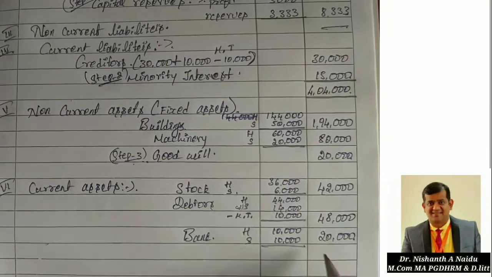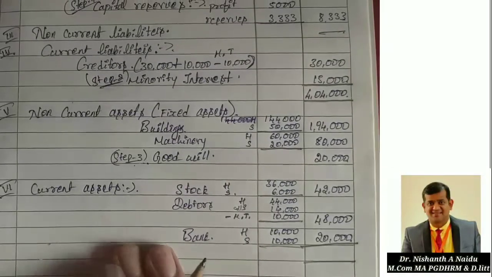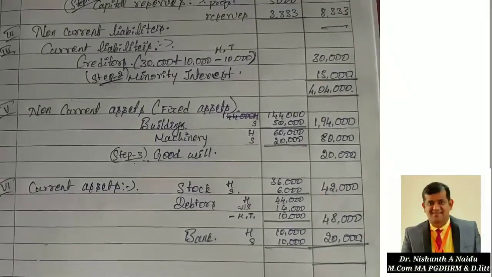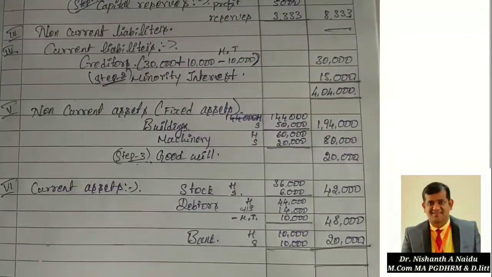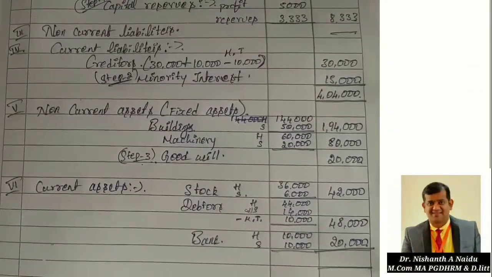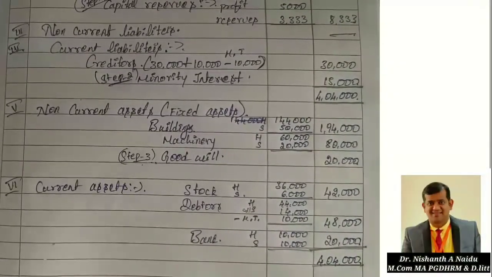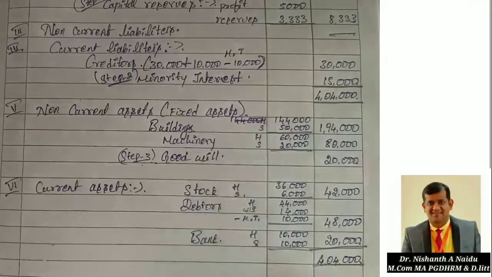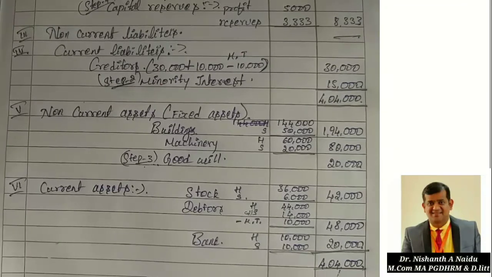So I think that's all. I have covered everything. So now total it. If your total gets tallied, then your problem is correct, your solution is correct. So let me check. 1,94,000 plus 80,000 plus 20,000 plus 42,000 plus 48,000 plus 20,000. So that comes to 4,04,000. So 4,04,000, 4,04,000. The problem got tallied. So we are done with this problem. Clear? So see, total liabilities 4,04,000, total assets 4,04,000. So it got tallied. So the solution we did is correct.